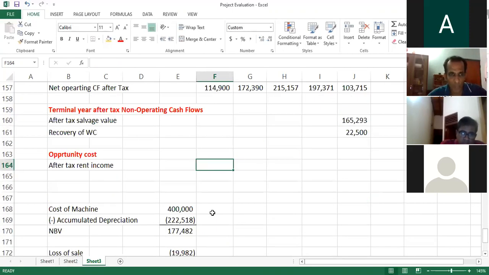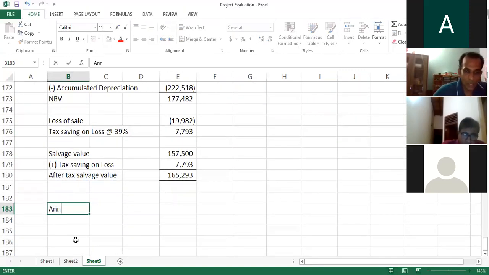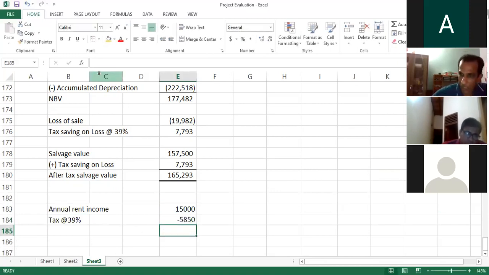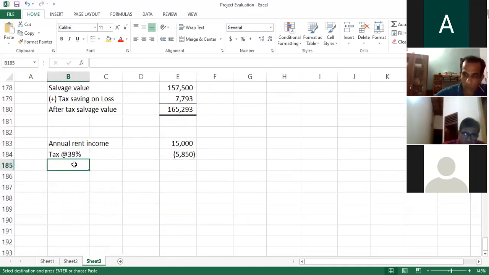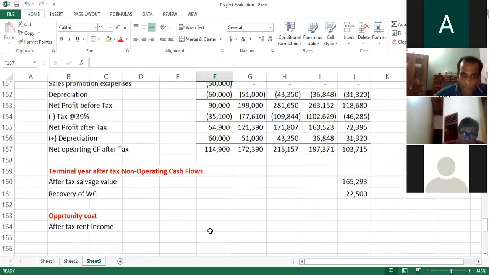So we need to adjust this tax. If I put a small working for that also: annual rent income is 15,000. If the company receives this, they have to pay tax at 39%, which means 5,850 they have to pay as tax. That means what is the actual amount they will lose? The net amount, that is the after tax rent income, is what they will actually lose. What is the actual opportunity cost? 9,150. That is relevant for which year?